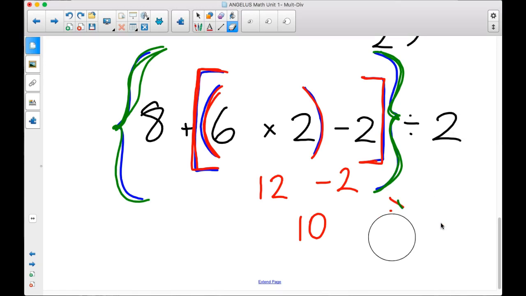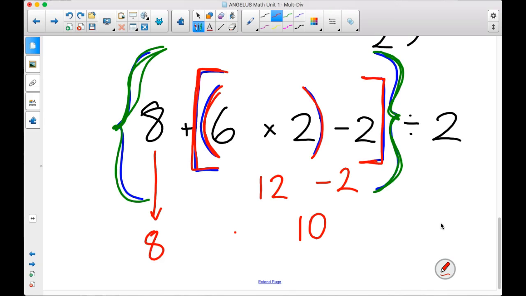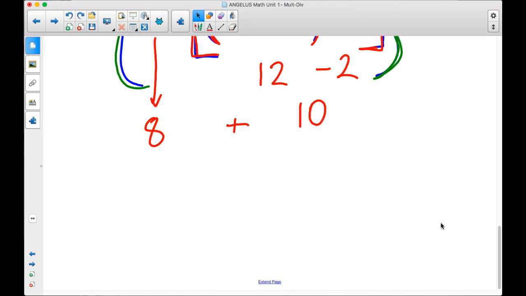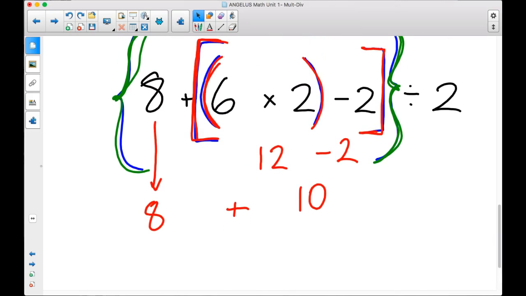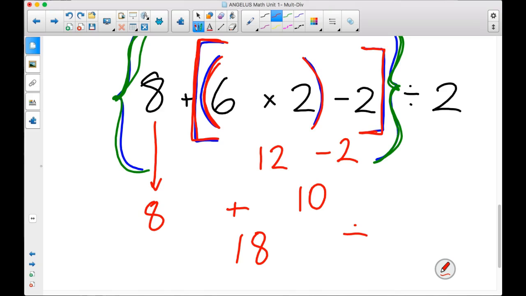So I've got to erase this. What do I have to do? I have no choice. Read it. All right. So now I bring this 8 down, and I do 8 plus 10. And what is the answer? James? Okay. Let's move that up. A little more room here. Get my 18. And finally, there's only one thing left. What is it? Divided by 2 equals 9.